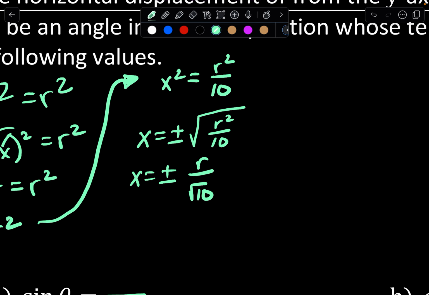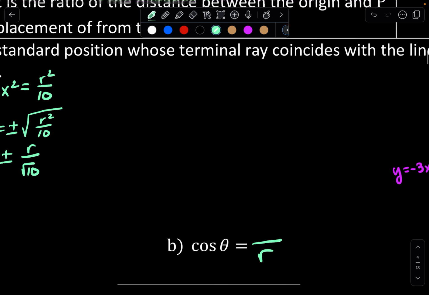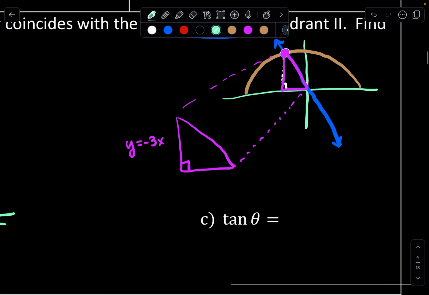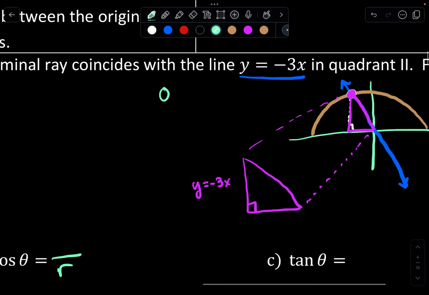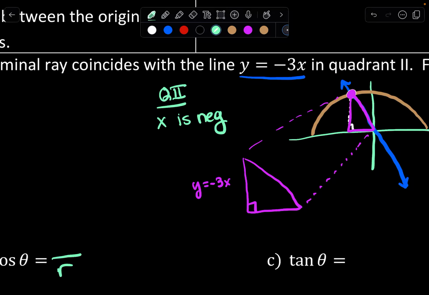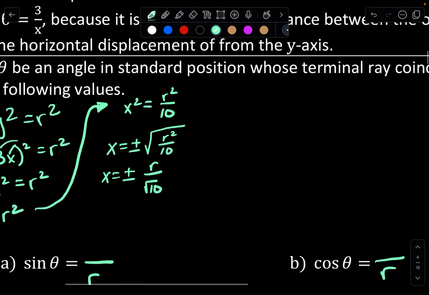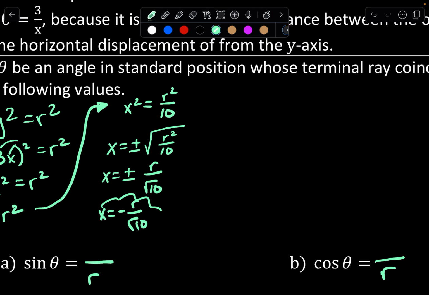Now, remember, when you're taking the square root of an equation, you end up with plus or minus. But we're not going to use both of these, okay? So think about our triangle. It is in quadrant 2, and we're solving for x, okay? So that means because we're in quadrant 2, x is going to be negative. So that means we are going to use the negative value for this. So we'll have x is equal to negative r over root 10. So that's what we're going to use for our x.